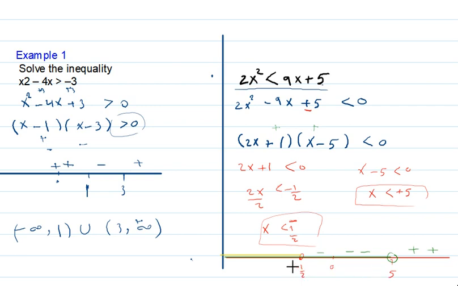Less than minus half, let's take minus 1. Minus 2 plus 1 is negative, and minus 1 minus 5 is negative. Negative times negative gives us positive. So the solution of this inequality, which is less than 0, is between minus half and 5. This interval, where both of them are not included.